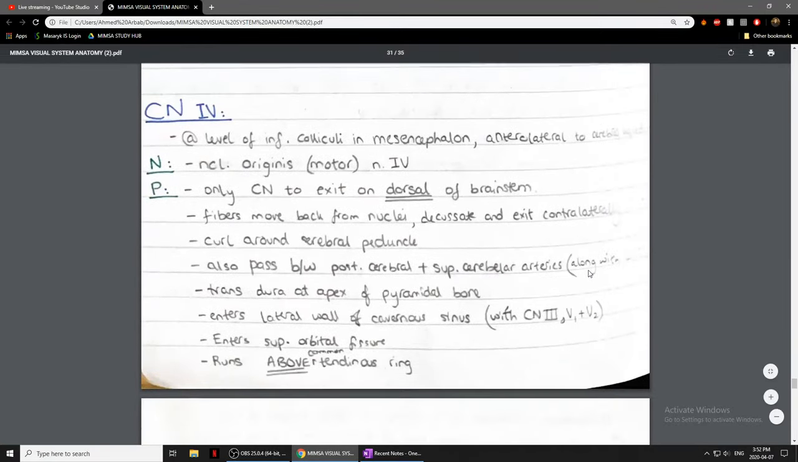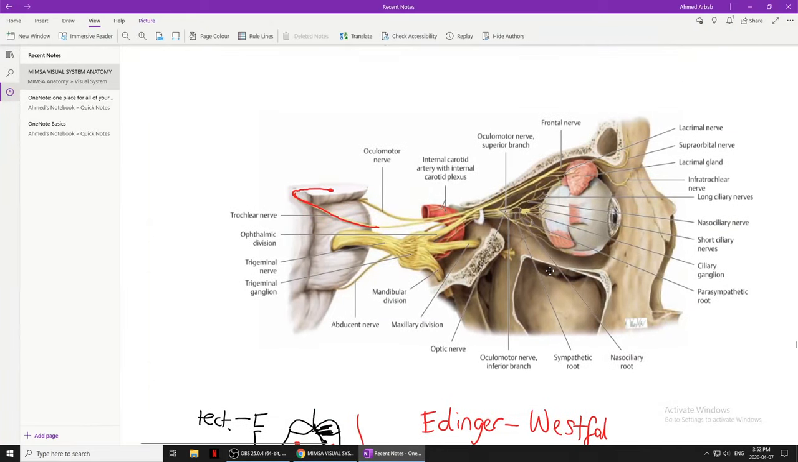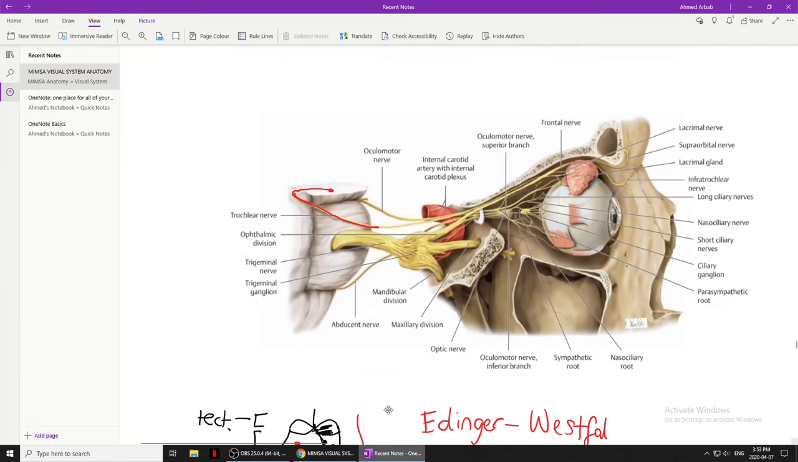Again, very simple. So cranial nerve 6. It exits in the sulcus between the pons and the medulla oblongata. If we go back here, the abducens is right here. It also has a nucleus ergonis, but it's a nucleus ergonis for the abducent nerve, and this nucleus ergonis is located somewhere in the region of the pons, somewhere around here. Fibers come out and they exit anteriorly, because of course the only nerve that exits on the posterior side of the brainstem is the trochlear nerve. So these fibers move anteriorly.